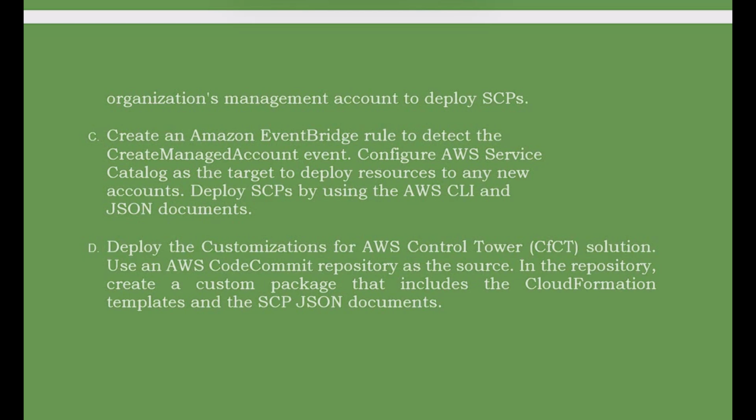Option D. Deploy the Customizations for AWS Control Tower (CfCT) solution. Use an AWS CodeCommit repository as the source. In the repository, create a custom package that includes the CloudFormation templates and the SCP JSON documents.